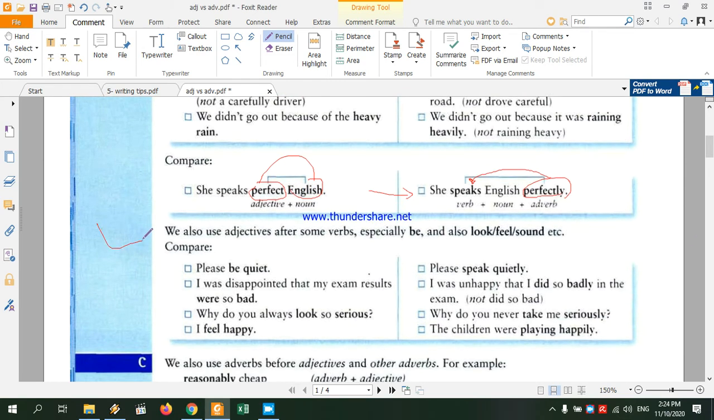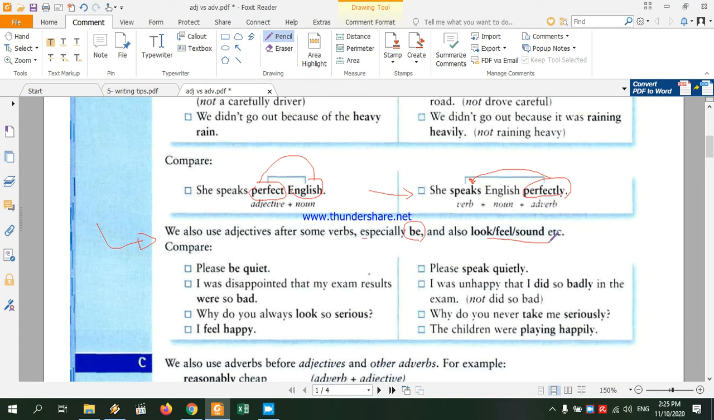This is a very important point. You should take note of this. We also use adjectives after some verbs, especially the verb to be, and look and feel and sound. So he looks quiet. We don't say he looks quietly. He feels cold. We don't say he feels coldly.